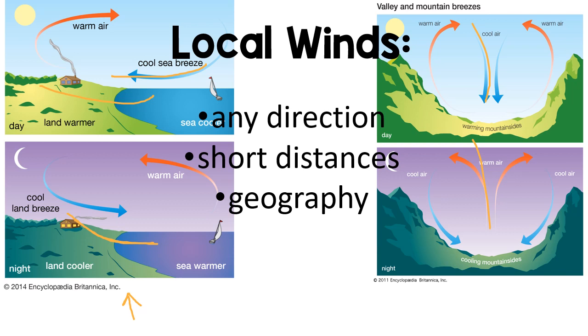So would we get any land and sea breezes here in Johns Creek? No, of course not, because there's no ocean here in Johns Creek. So it's only going to affect very small places. On this side of the screen here, we have our mountain and valley breezes. So again, we are not really going to have mountain and valley breezes because there's no big mountains here in Johns Creek.